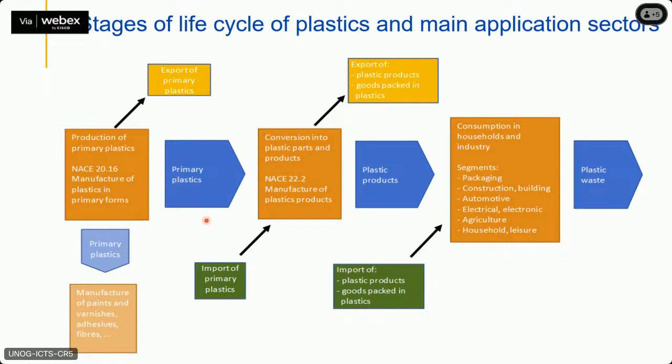And we added the imports of primary plastics, and we were in the second orange box about the conversion into plastics parts and products. This is the UNECE 22.2. And again, a part of it goes to exports, and a part of it goes to imports, and becomes consumption of households and industry. And eventually, on the right part in the blue arrow, it becomes plastic waste. That is what we want to calculate. So these are the different stages that we consider for our model.